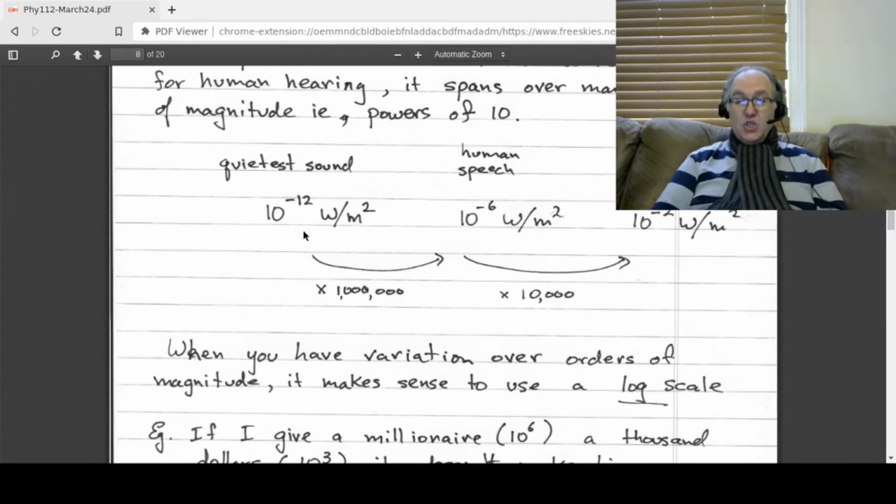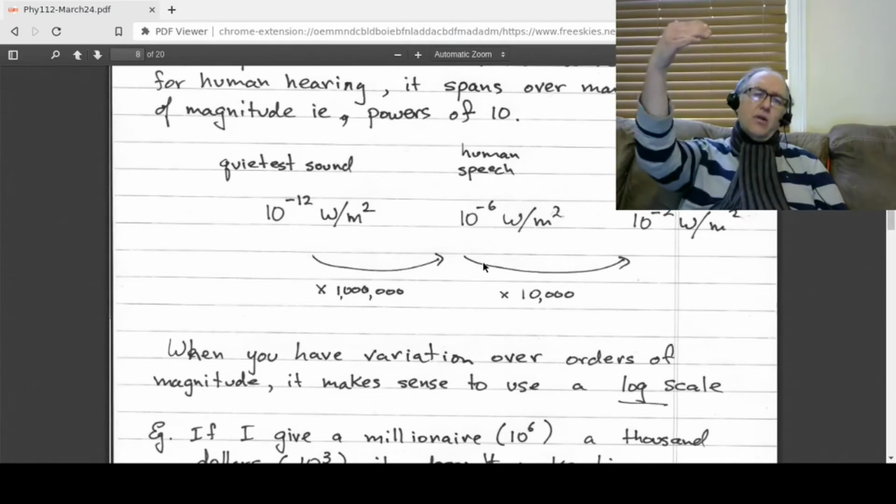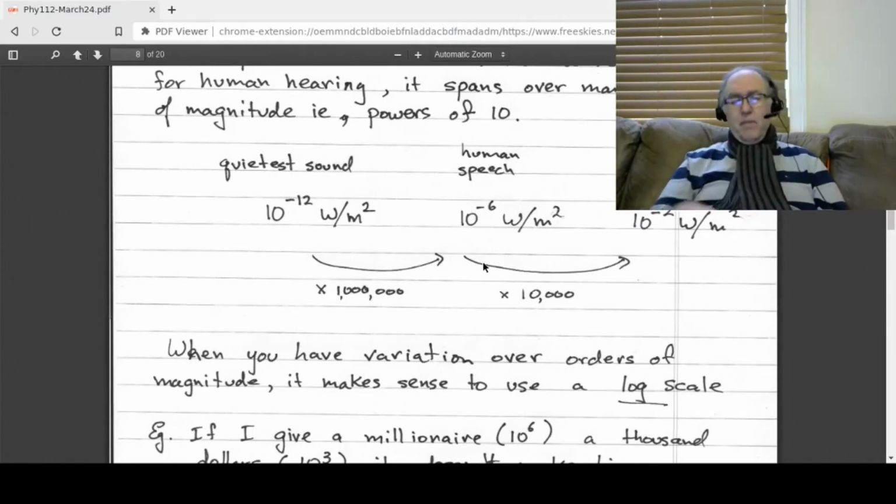Well, human speech has an energy of about 10 to the minus 6 watts per meter squared. And that's a million times louder. So when you're speaking, you're actually speaking at a sound intensity which is a million times greater than the sound of, say, a pin dropping.